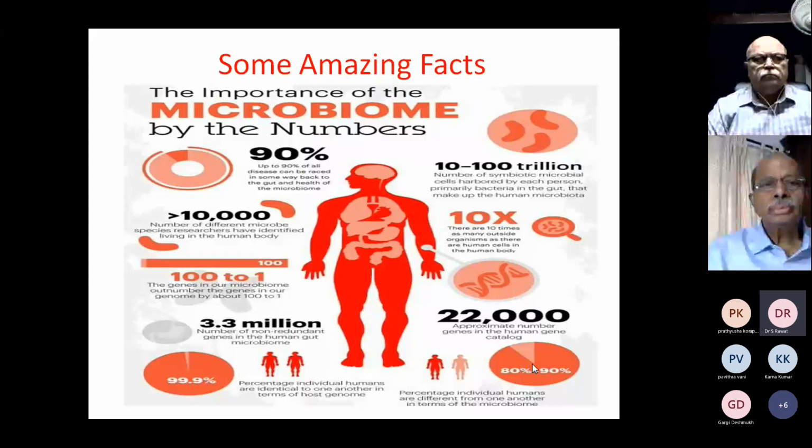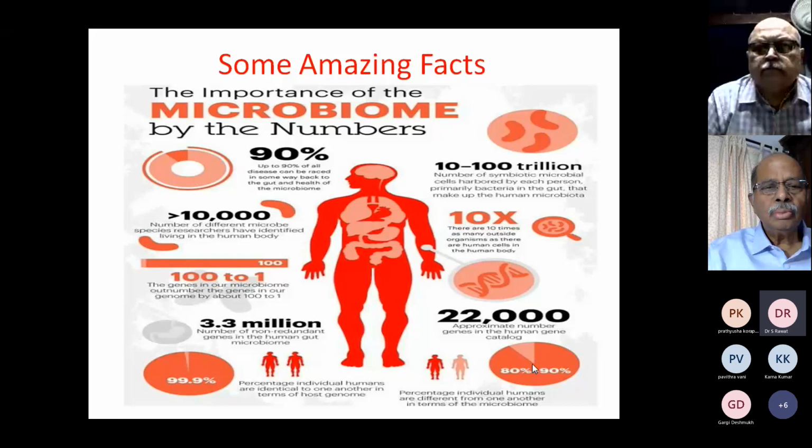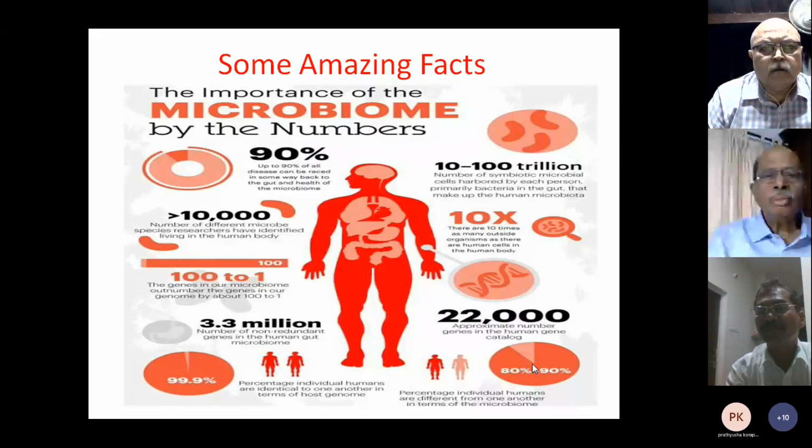So there are some amazing facts which we need to keep in mind, like 90% of various diseases [are related to] differences in the microbiome. If we talk of the microbiome, their number is around 10 to 100 times that of the human cells. And if we talk of the genome, our genome is only 1% and the genome of the bacteria is around 99%. In some individuals it may be slightly lesser, but anyway, it may be at least 80 to 90%.